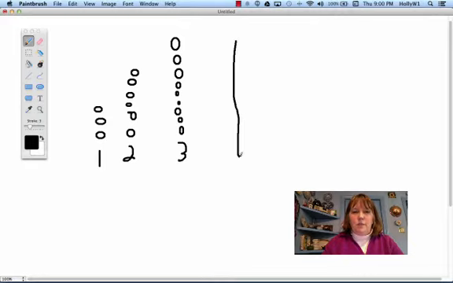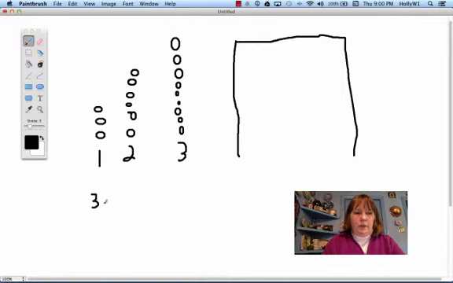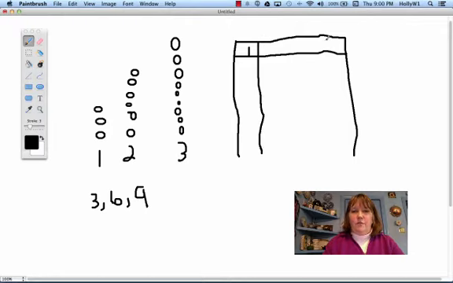So if we were to draw a table to represent that, we knew that our terms look like this. You have 3, and then you have 6, and then you have 9. So in the first figure, we have 3 circles. In the second figure, we have 6, and in the third figure, we have 9.